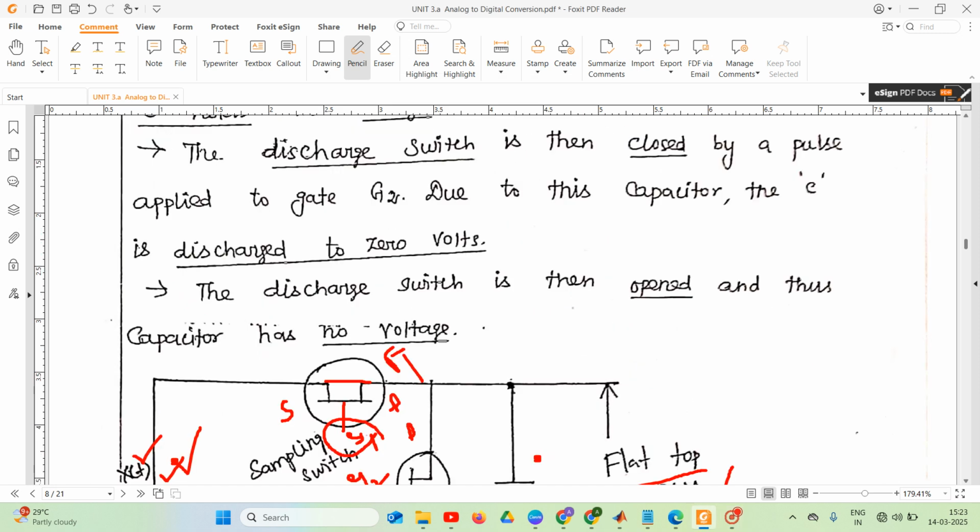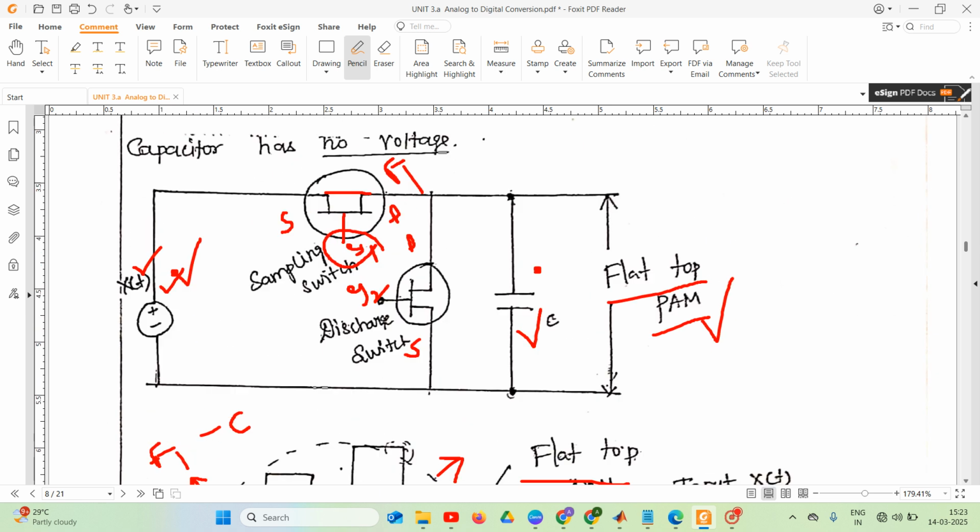Hello students. So in this video we are going to discuss flat top PAM wave. How we are generating flat top PAM signal. Okay. So this is your sample and hold circuit. It consists of two FETs, okay, and one capacitor.